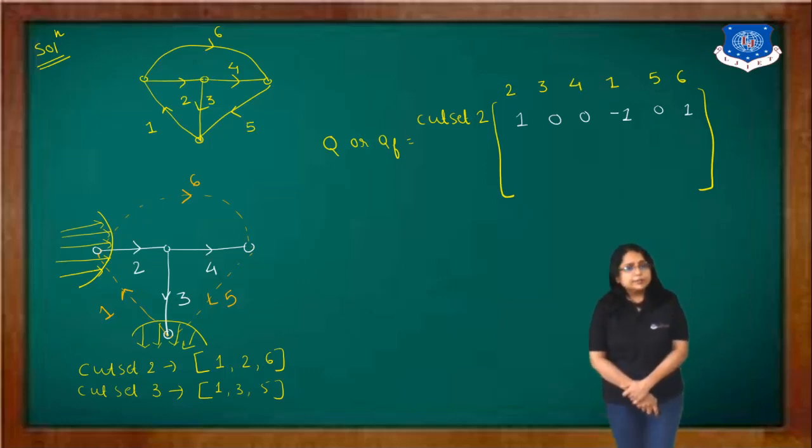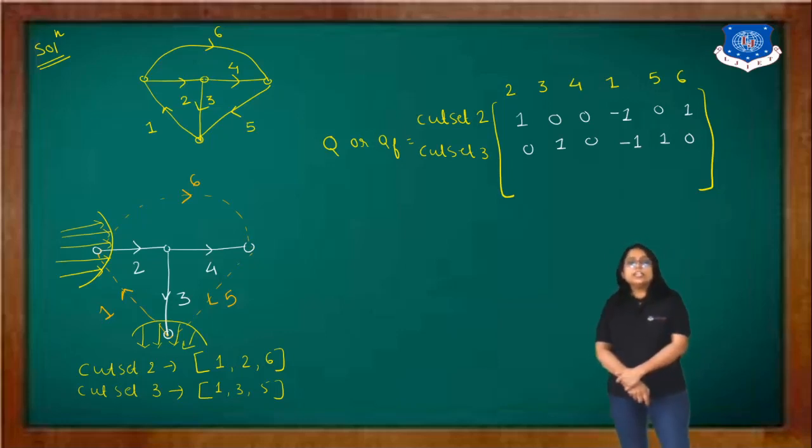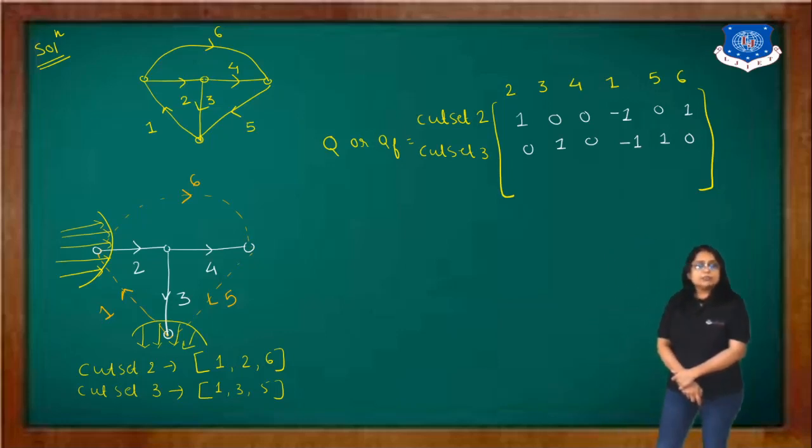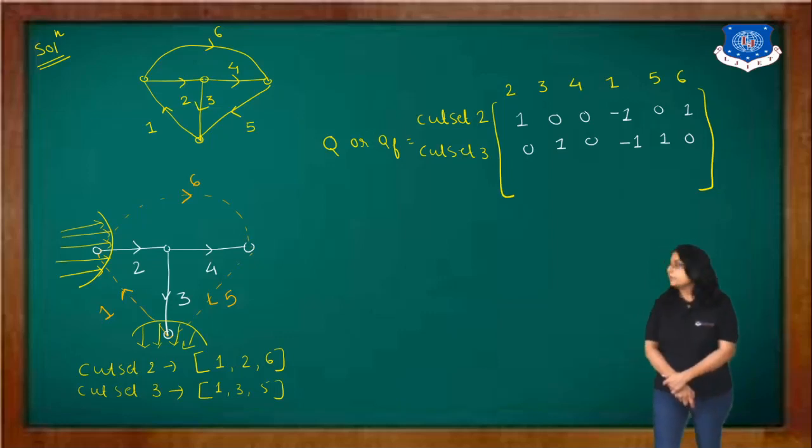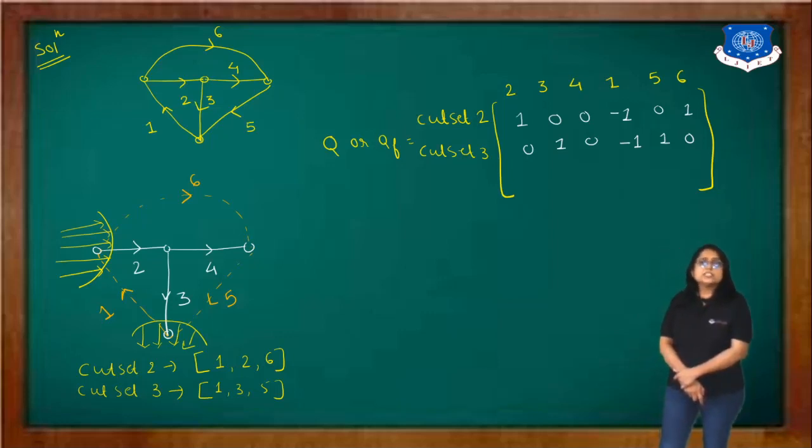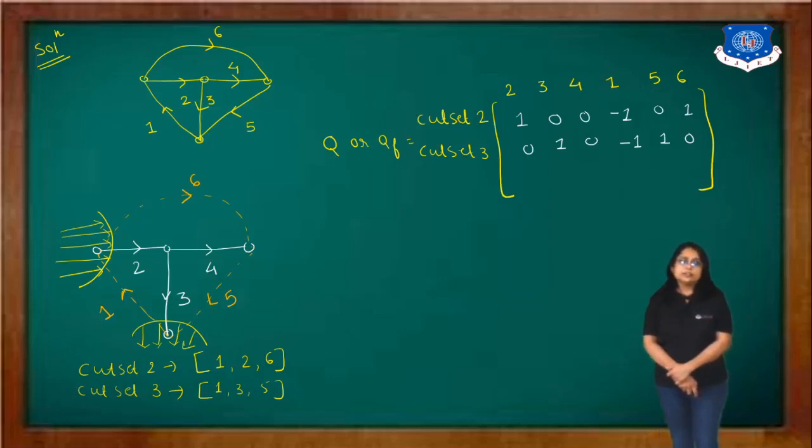Branches are 1, 3, 5, and this is known as cut set 3. The direction of 3 and the cut direction is the same, so it's a plus 1. For 1, the cut direction is different, so minus 1. And 5, that is also the same, so it's a plus 1. Remember one thing, the direction of the cut is the same as the direction of the solid line.